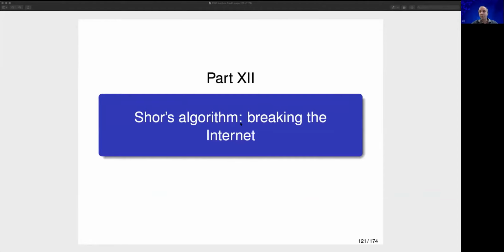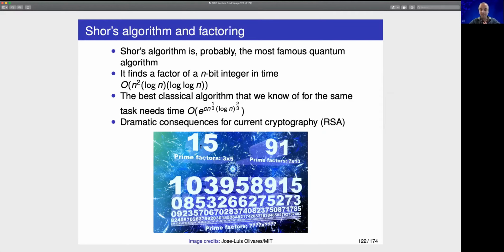We are going to study a new algorithm that is Shor's algorithm, probably the most famous quantum algorithm out there. This was proposed by Peter Shor about 25 years ago. I think it was 1994, 1995, and it quickly became very famous because it allows us to find factors of big integers in an efficient way.